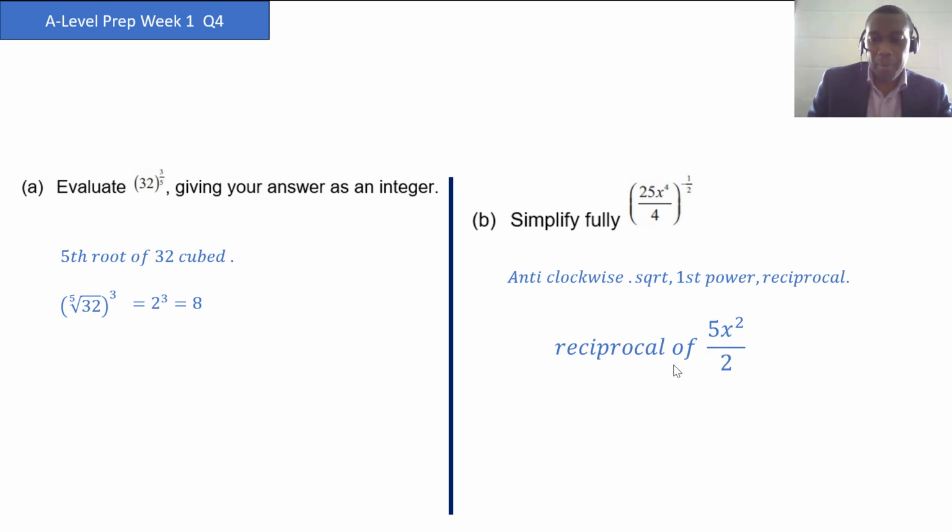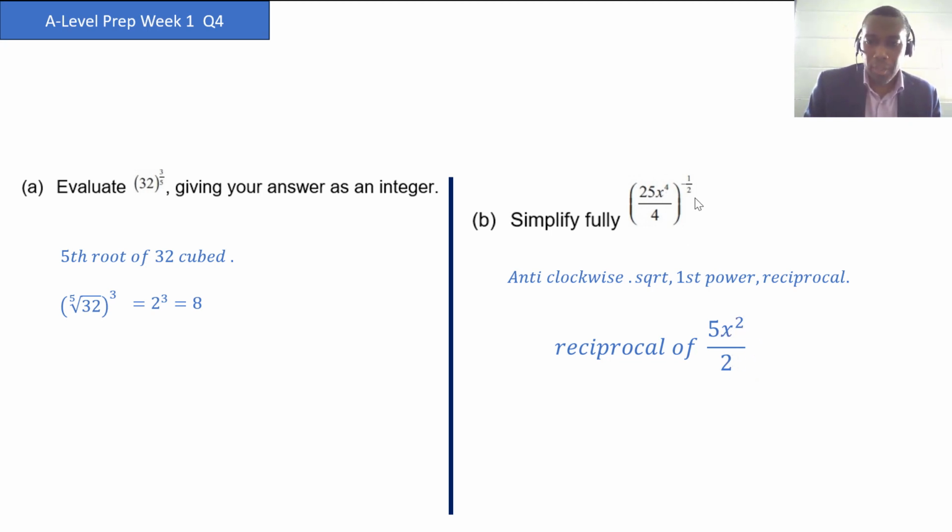It means we want the reciprocal of 5x squared on 2. How did I come up with that? Well, I've applied the first 2 operations. Square root: you square root the numerator, you square root the denominator. Square root of 4 is 2. The square root of 25x to the power 4, you can split it. Square root of 25 is 5. Square root of x to the power 4 is x squared. X squared times x squared, add the powers, you get x to the power 4. So the square root of 25x to the power 4 is 5x squared.